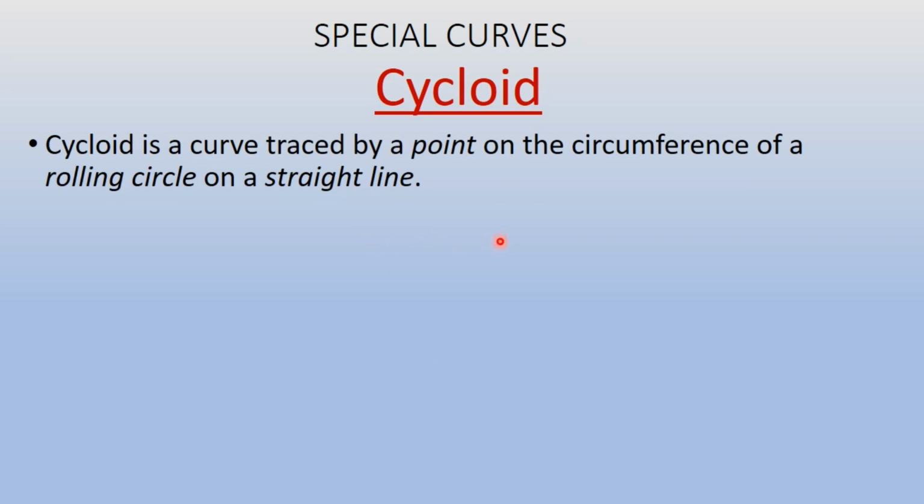Cycloid is a curve traced by a point on the circumference of a rolling circle on a straight line. You need to observe these 2 points, rolling circle and straight line. Cycloid is just a curve which has been obtained by tracing the points of a rolling circle on a straight line. Imagine a circle which is rolling on a straight line. So I will show you now. Observe here carefully.